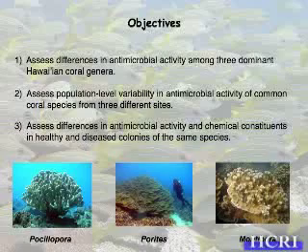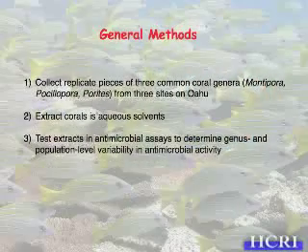Many of you have probably heard the methods repeated ad nauseum, but just very quickly, I mostly want to focus on results. We collected small replicate pieces of corals from 3 common Hawaiian corals, Montipora capitata, Pocillopora meandrina, and Porites lobata, from 3 sites around Oahu. We extracted these corals in aqueous solvents, and then we tested the effects of these extracts against several bacterial strains in bacterial growth assays in the lab.